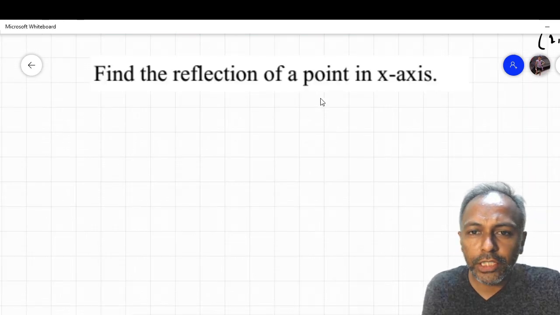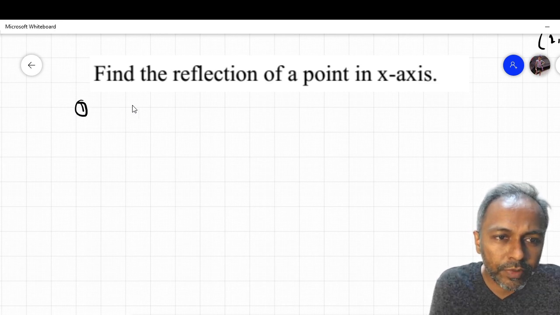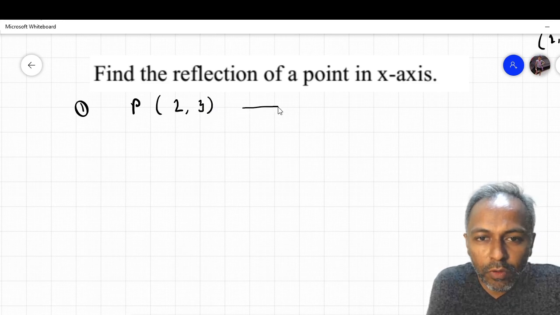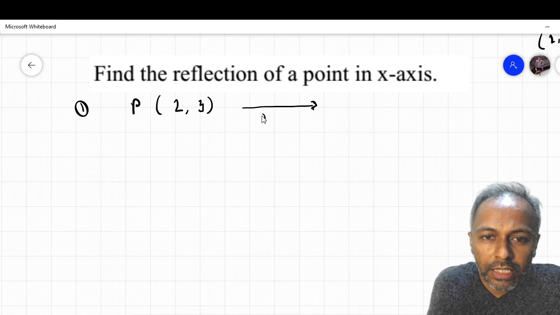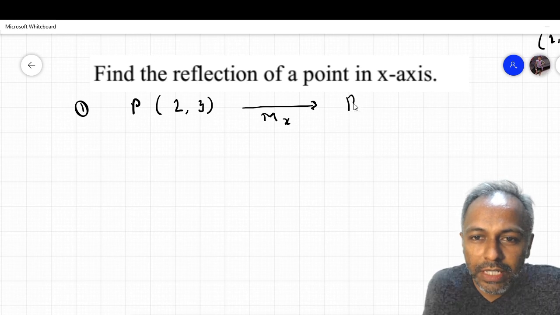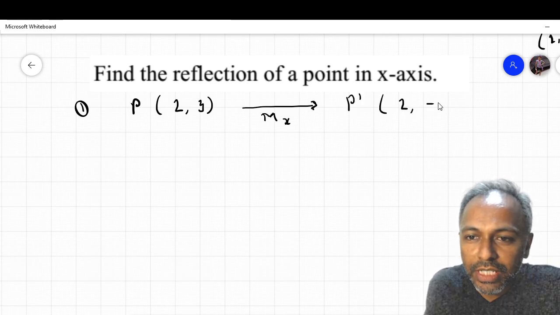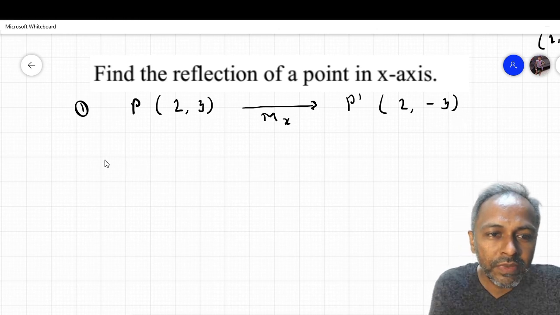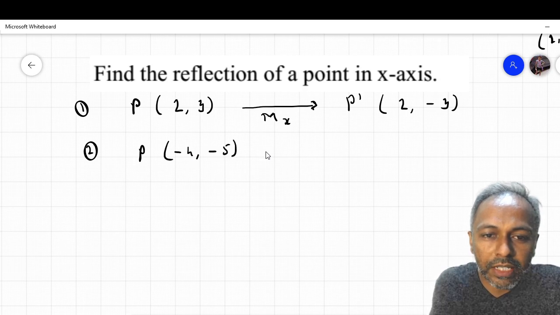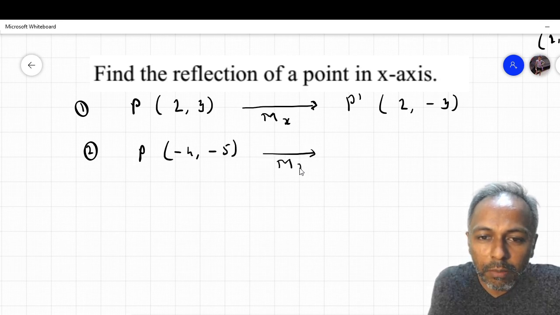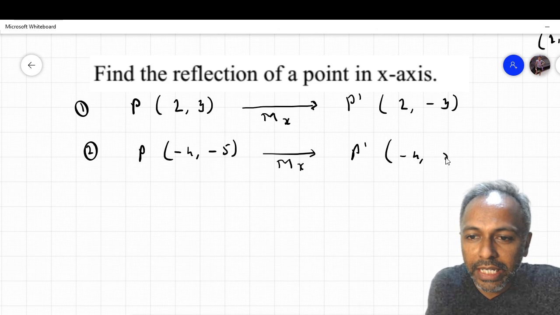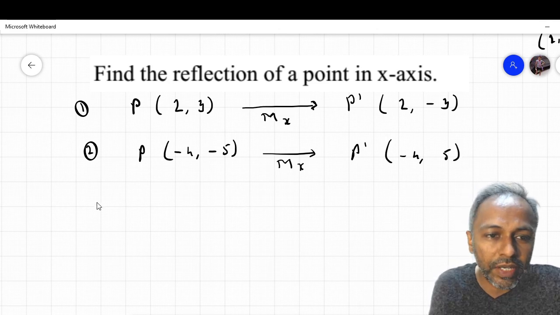Let us find the reflection of a point in the x-axis. Let's take the first question for you. Say the point P's coordinate is (2, 3) and we want to reflect the point in the x-axis. Let me write M_x here. M indicates mirrored about the x-axis. We have discussed that the y coordinate will change in sign, so the answer will be (2, -3). Let's take one more example. Say we have P(-4, -5). Then the reflection of the point about the x-axis is given by, say, P dash. The y coordinate will change in sign, x will remain the same. So the answer is (-4, 5).